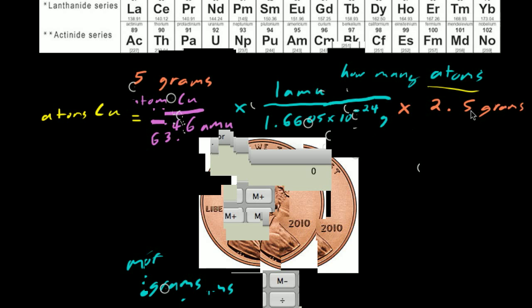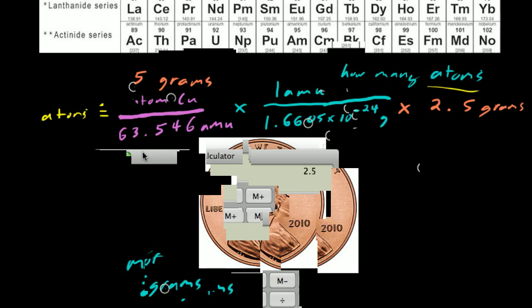So let's start out with 2.5. We say that we have 2.5, and then we're going to divide by just this part of my denominator. So divide by 1.6605. And it's important to remind yourself that I can do that, because essentially I'm multiplying something, 1.6605, times 10 to the minus 24th.